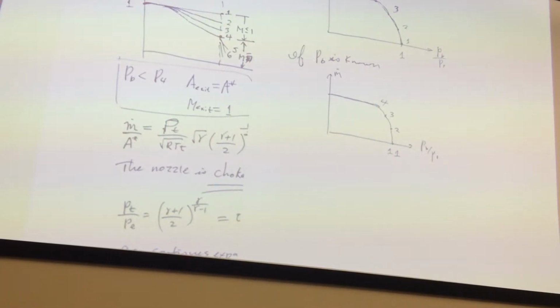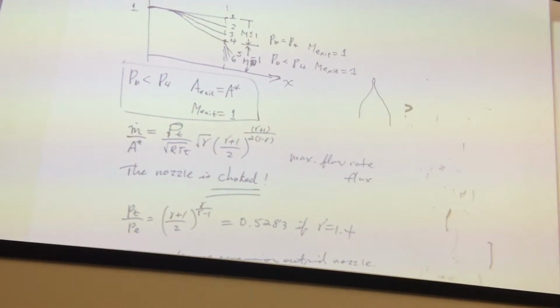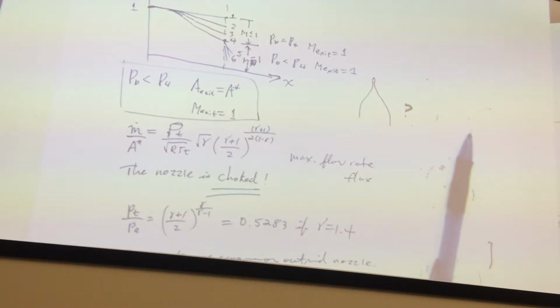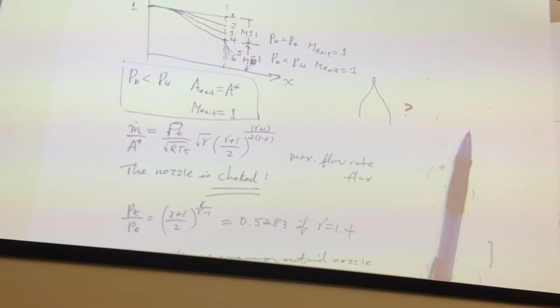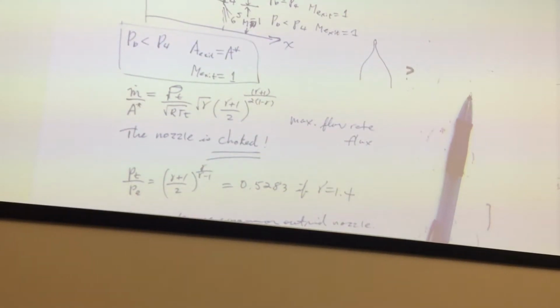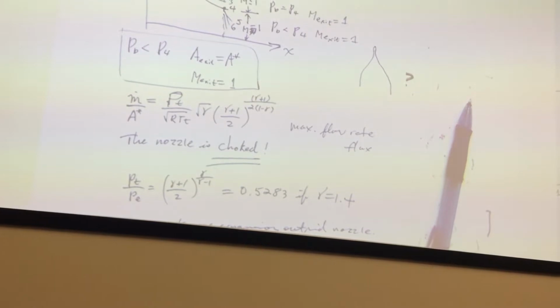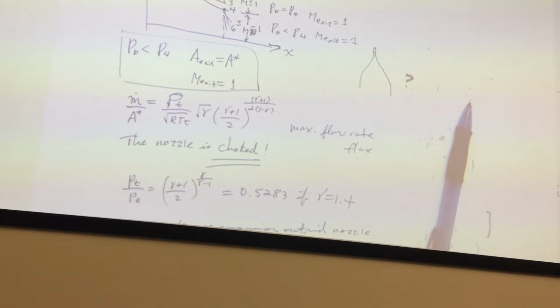Now this 0.5283 for gamma equal 1.4, after you do your problems so many times, you probably memorize that number. But it is a different value for gamma equal 1.3, for example.